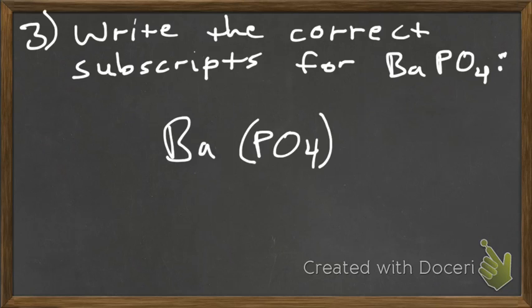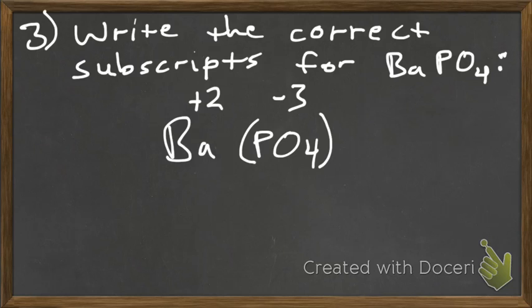Alright. Once you're done, let's go ahead and double check it. If we look at barium, barium is in group 2A, so barium has a +2 charge. Further, using your list of common ions on the blue paper on page 62, we find that PO4 has a -3 charge.